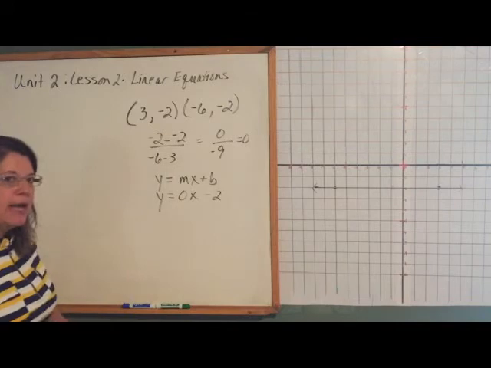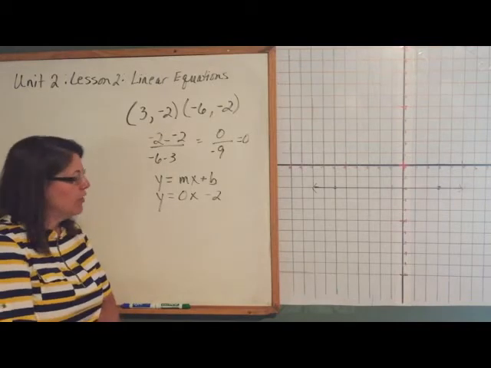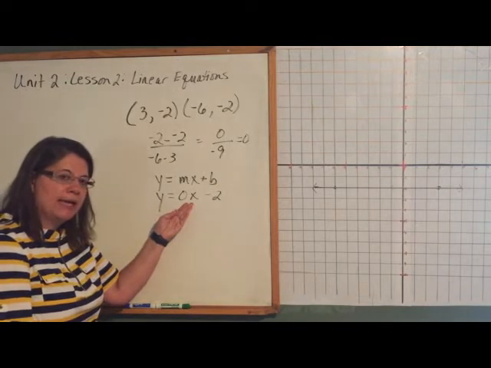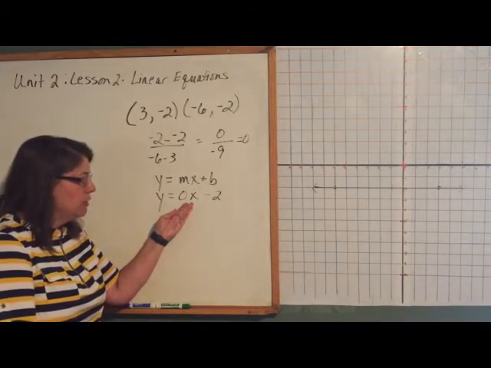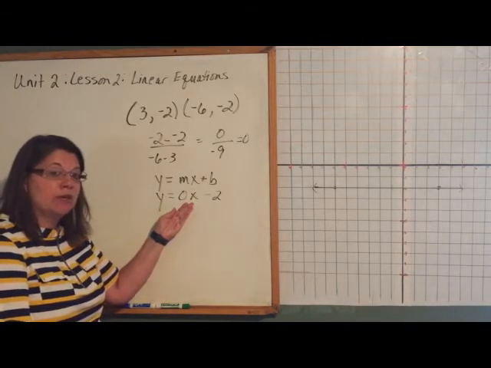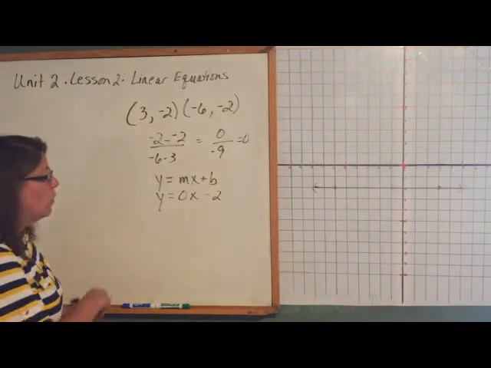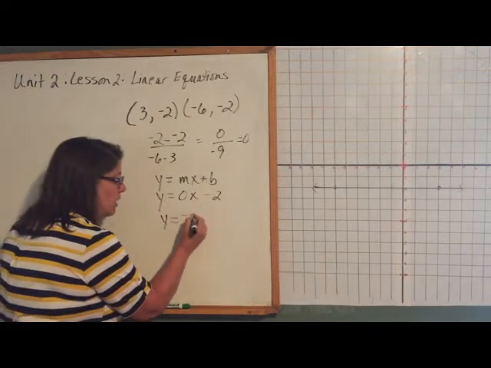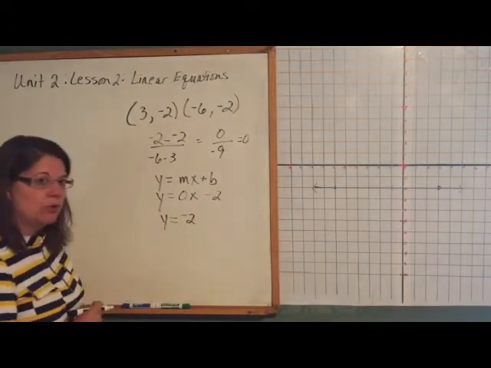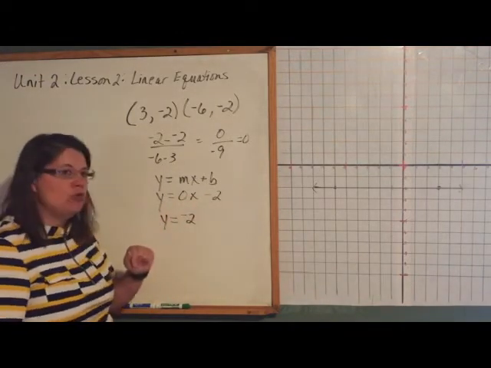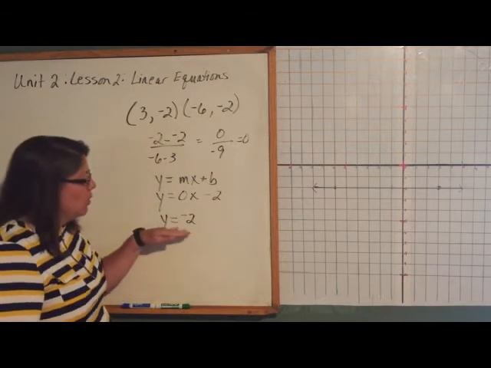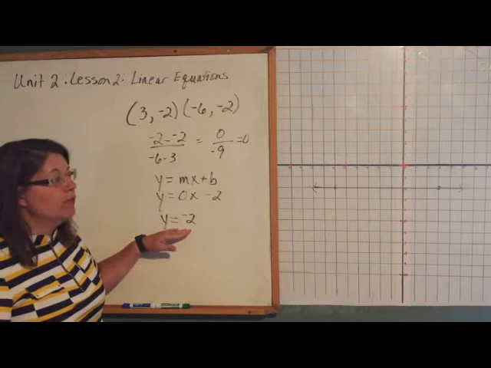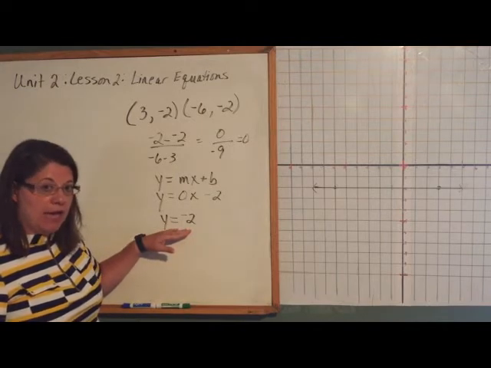So there's my equation for that horizontal line. Well, you know from algebra that if you multiply anything by 0, the multiplicative property of 0 tells us that is 0. So what we have here is y equals 0 minus 2, or -2. So my x value drops out when it's a horizontal line. In fact, that happens for every single horizontal line.